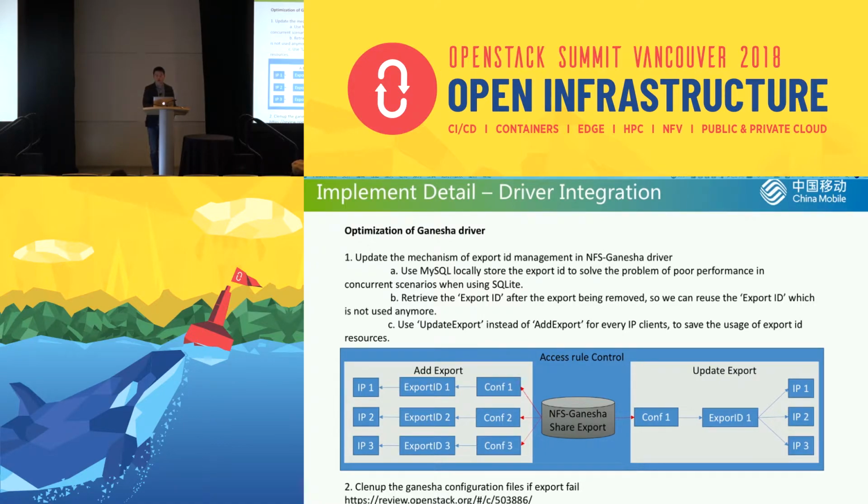The native program of the community will add a new export for every IP address. For example, if the users add 3 IP addresses to the access rules, 3 export IDs will be consumed, and 3 configuration files will be generated. When using update export, all these 3 IP addresses can be configured in a single configuration file, and only 1 export ID will be consumed.